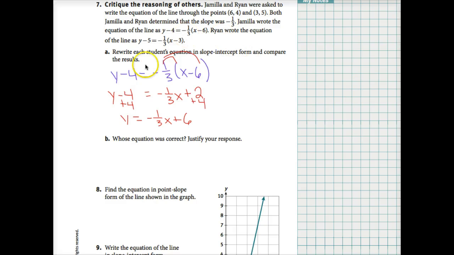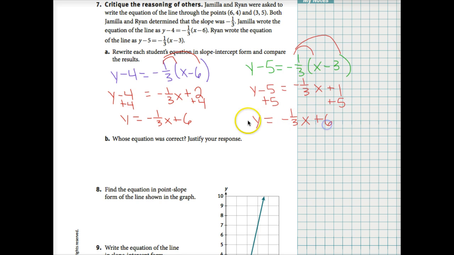So now I need to look at Ryan's equation. So maybe use green here. So Ryan's was y minus 5 equals negative 1/3 x minus 3. So same idea. I need to distribute my slope first. So I know this is going to stay y minus 5 for now. Gives me negative 1/3 x. Again, a negative times a negative is a positive. That gives me 3 over 3, which is 1. So after I distribute the slope, I move the y1 to the other side to get y alone, which is going to give me negative 1/3 x plus 6.